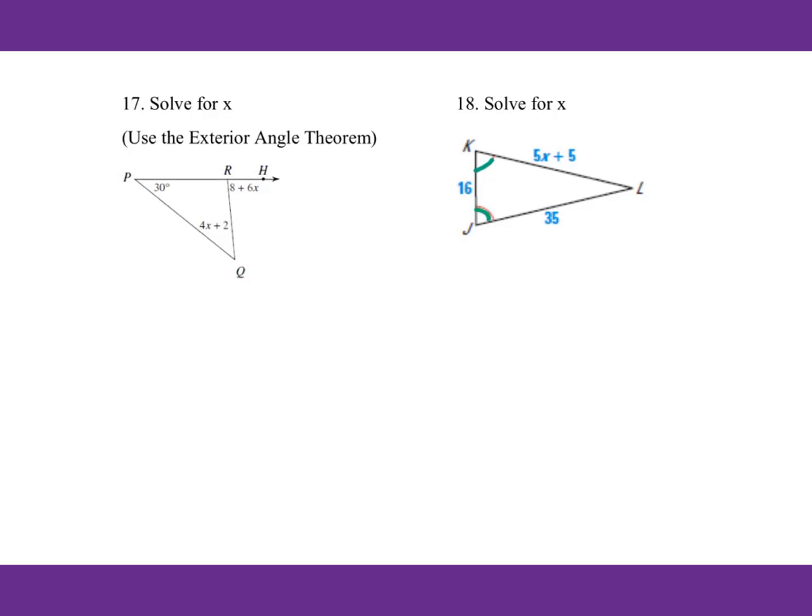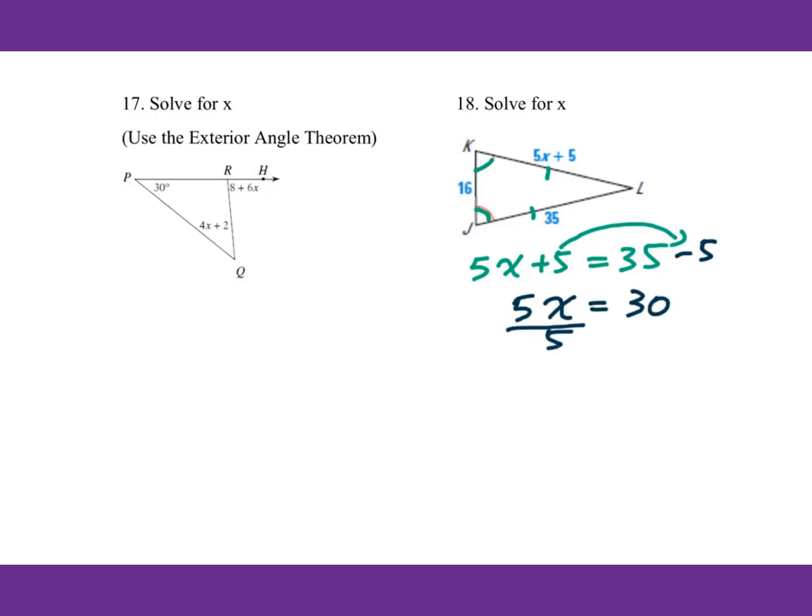For number 18, for this triangle, these two angles are equal to each other, which means this is an isosceles triangle. That means 5x plus 5 equals 35. Minus 5 on both sides. You will get 5x equals 30. Then divide by 5, x equals 6.